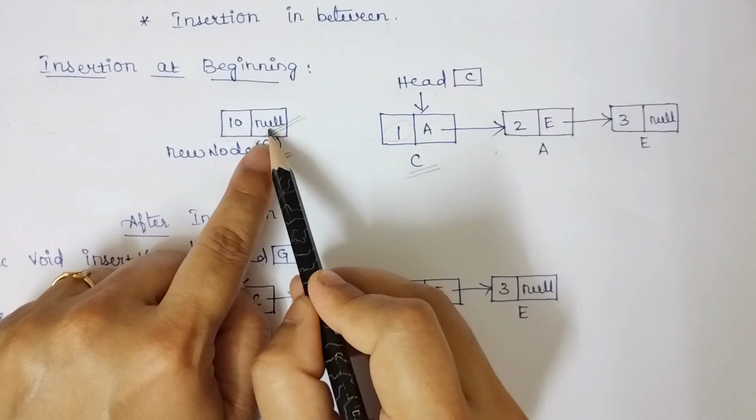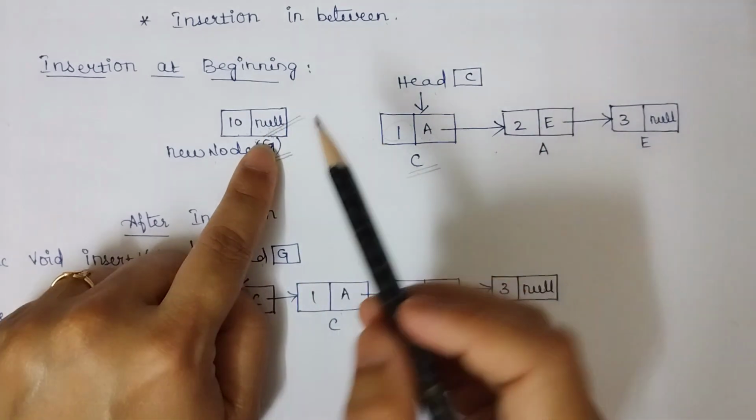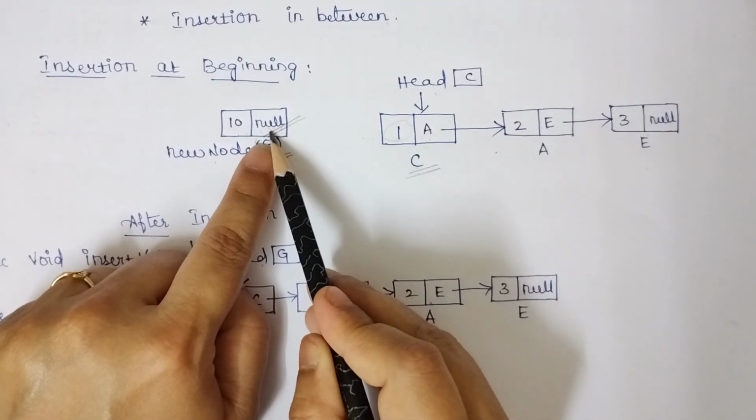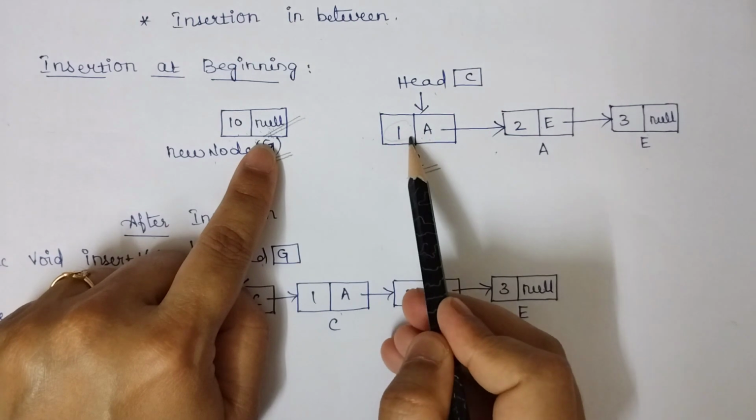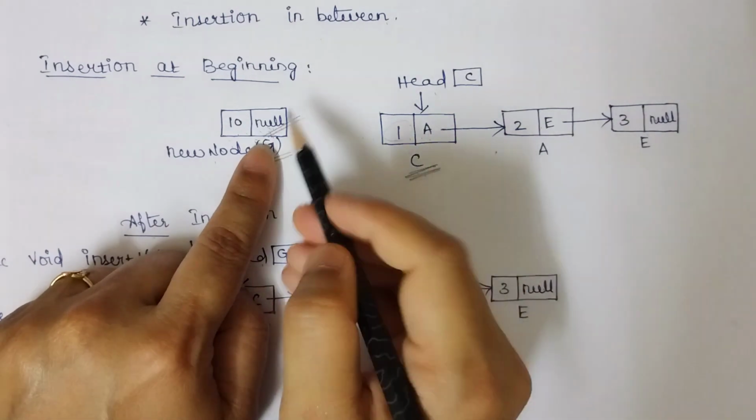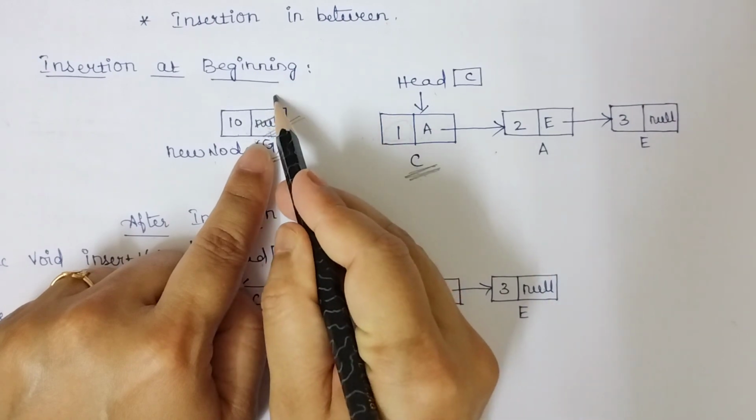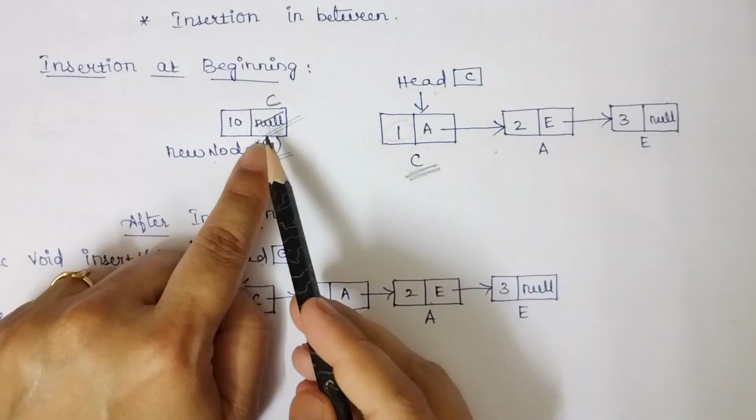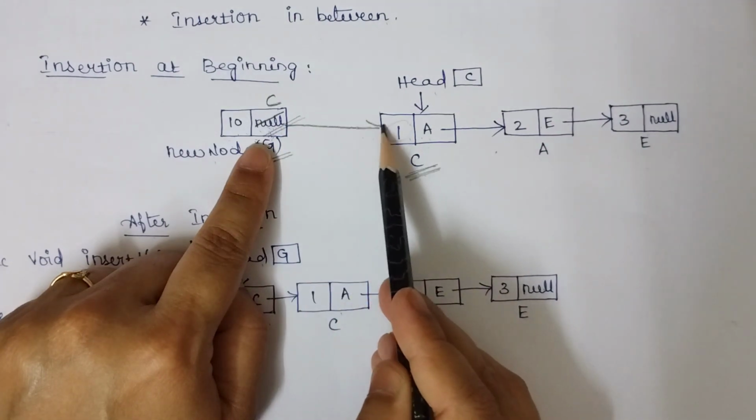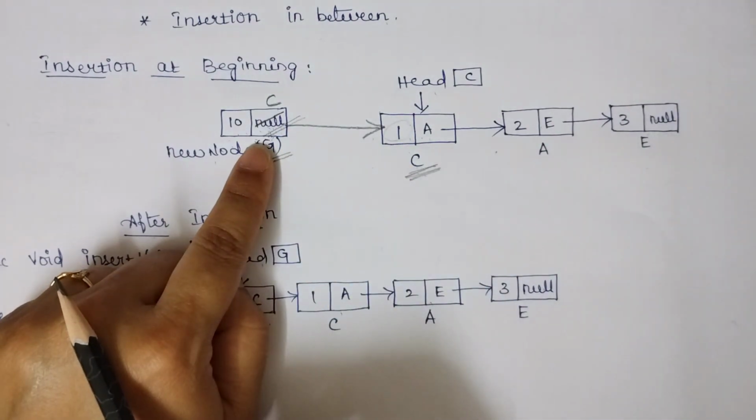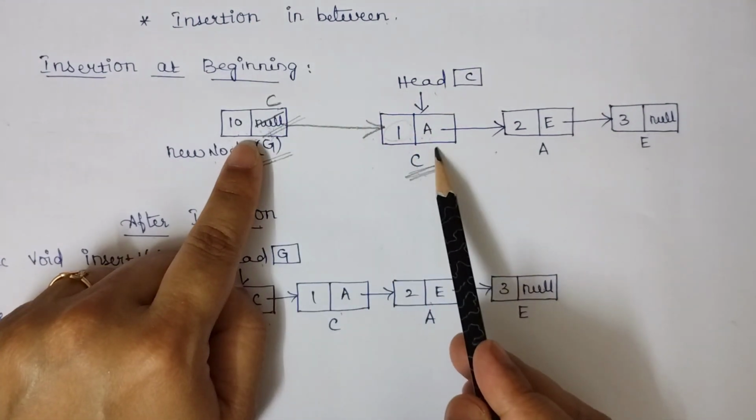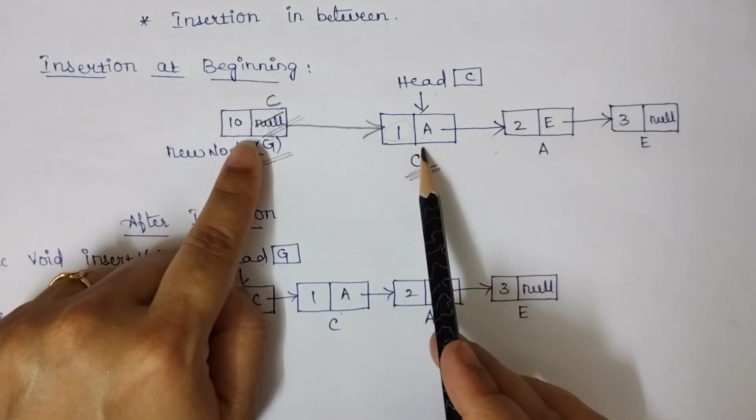So what should be the link of my new node now, right? As you're going to insert this as the first node, this node will be referring to this node next, right? So what is the memory location of this node? C. So you need to replace this null with C. If you replace this null with C, automatically a connection gets established here. So now this node is pointing to this node, right? This is the first change you have done.